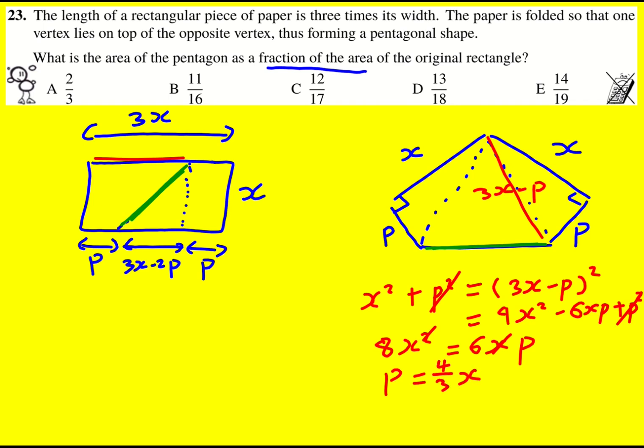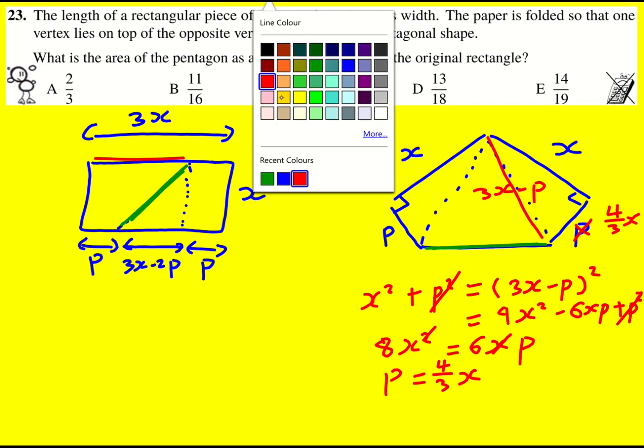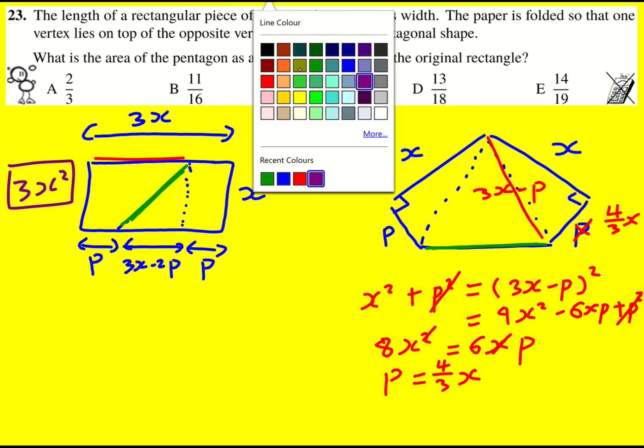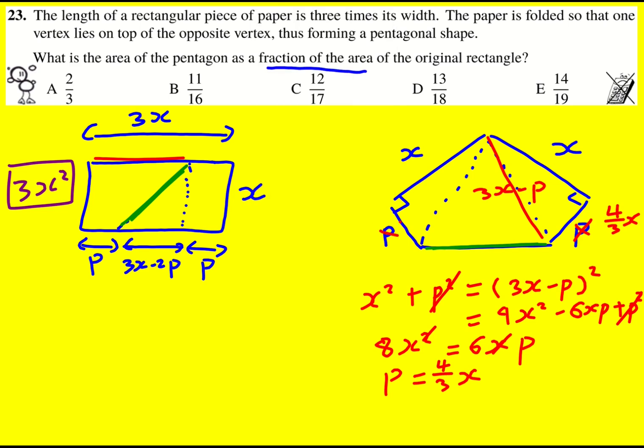Okay, and now we can go back to the problem and replace some of these. There's also one thing I've completely forgotten about. Remember, we're trying to find the area of the pentagon as a fraction of the original area. So the original area is actually 3x squared, the area of the rectangle. So now we're trying to work out the area of the pentagon. That's where I'm headed. Right, so I've got 4 over 3x. Let me replace it elsewhere. So this here is 4 over 3x as well. Okay, and that one's 4 over 3x.